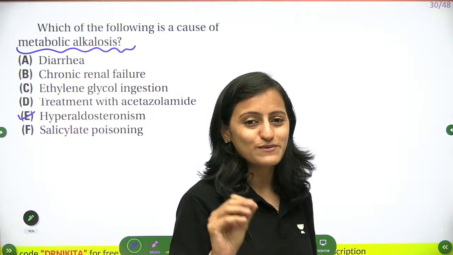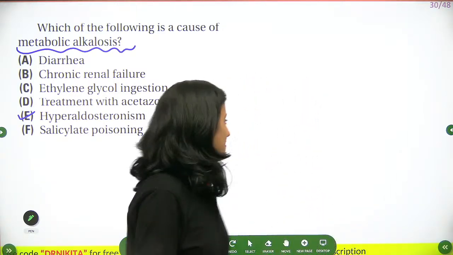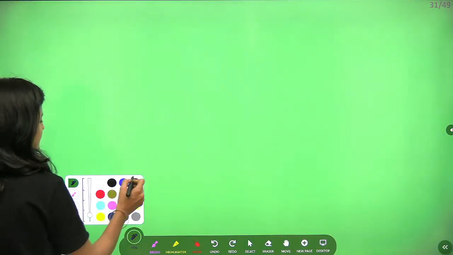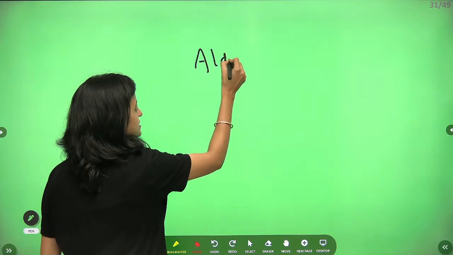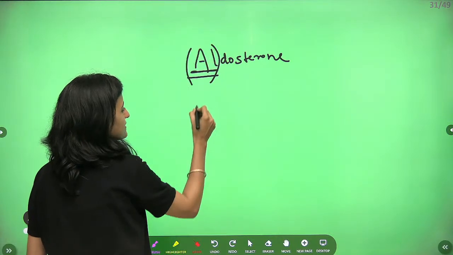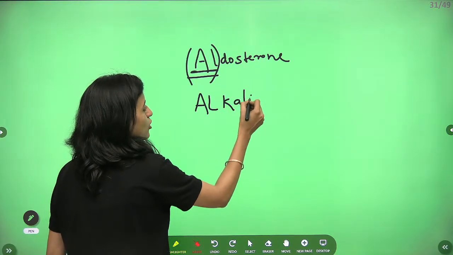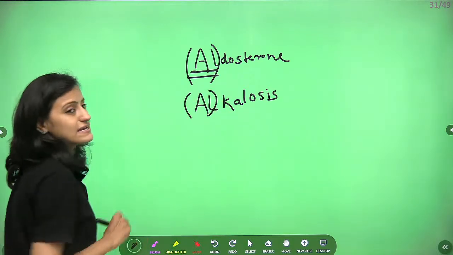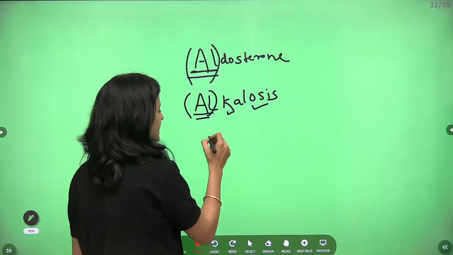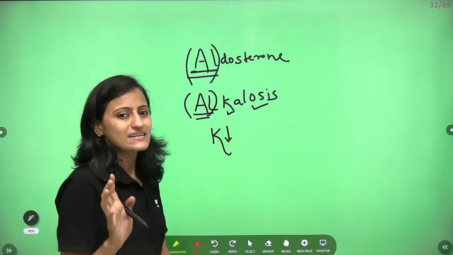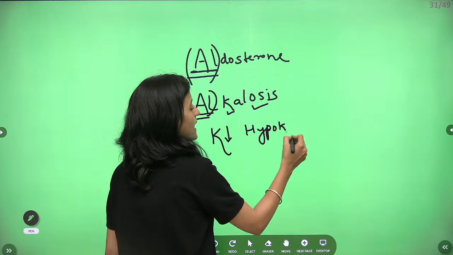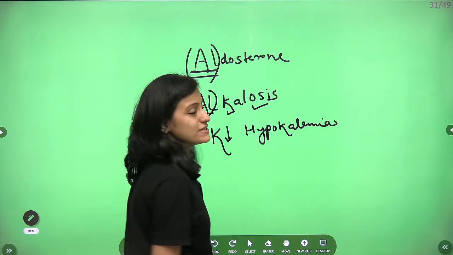I always want you to remember this concept: whenever there is hyperaldosteronism, whenever the aldosterone increases, remember, aldosterone, A-L is A-L, it causes alkalosis. It causes alkalosis, very, very important. And when there is alkalosis, remember, it is all-K-loss. All-K-loss means the potassium generally decreases. Not 100% true, but generally, alkalosis is associated with hypokalemia.